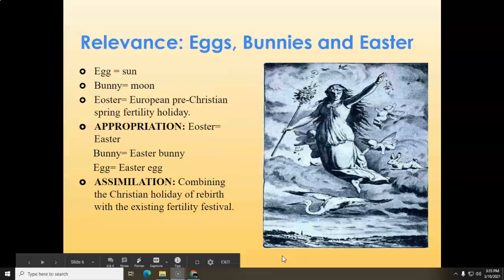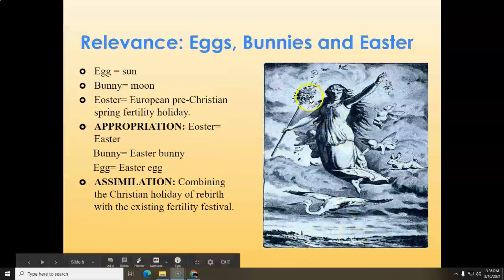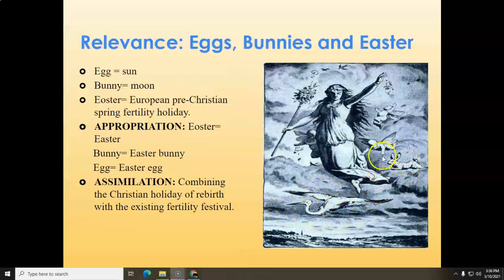So how this all got tied up: the egg is the sun, the bunny's the moon, and then you had Easter, which is a European pre-Christian spring fertility holiday that happened every year, and over here you have an illustration of that. You notice around her in the air flying, not only does she have her wand of flowers and you have little cupids, but you have our friend the crane from Conception in Japan, remember? And here is the rabbit, which was one of her symbols. So that word became appropriated to Easter, and the rabbit became the Easter bunny, and the egg became the Easter egg.